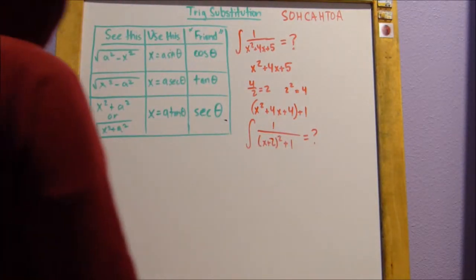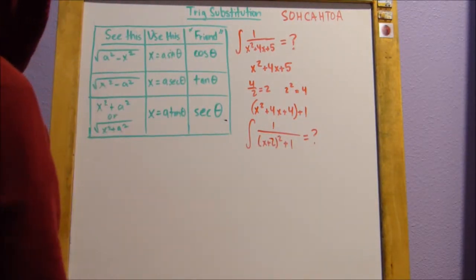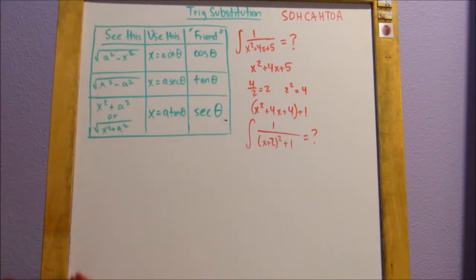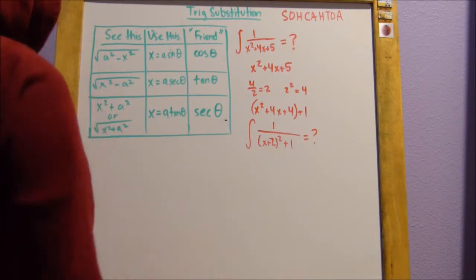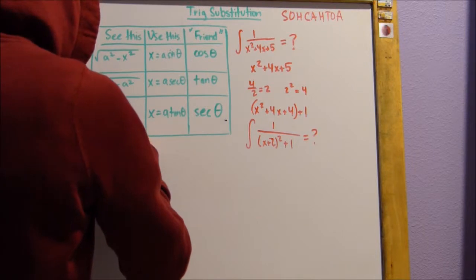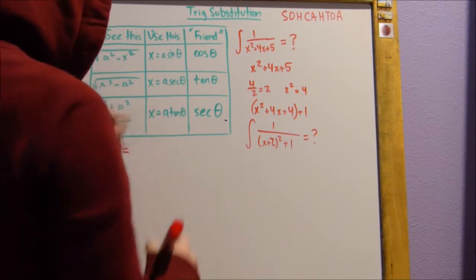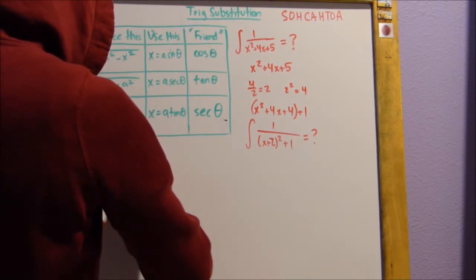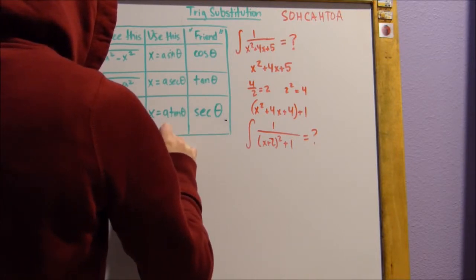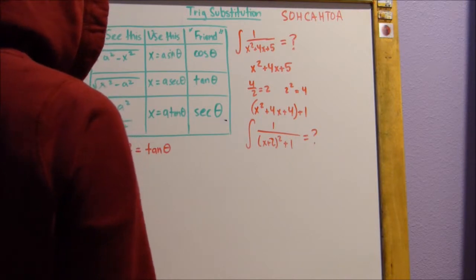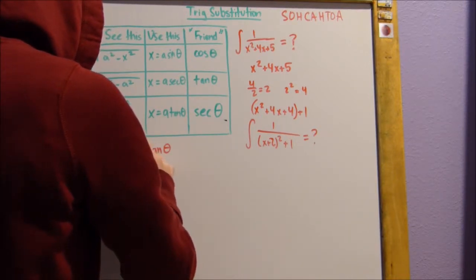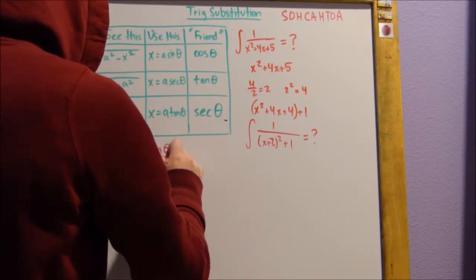Okay, so what our x is in this problem is x plus 2. Notice it's not just x here. It can be x plus 2, it can be x squared, it can be whatever you want. And our a is 1. So let's rewrite this. x plus 2 equals tangent of theta. Okay? So, when we're going to find our derivative, dx equals secant squared theta d theta.